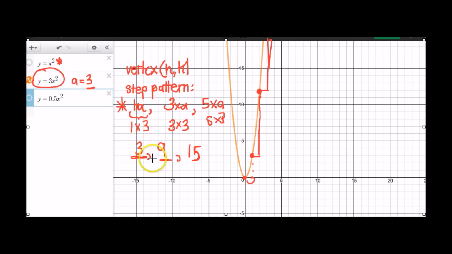So this is pretty much all we need to graph now in vertex form. We'll do a couple as an example in the next segment. We're going to start with a vertex and then use the step pattern, and it does depend on what our a value is.